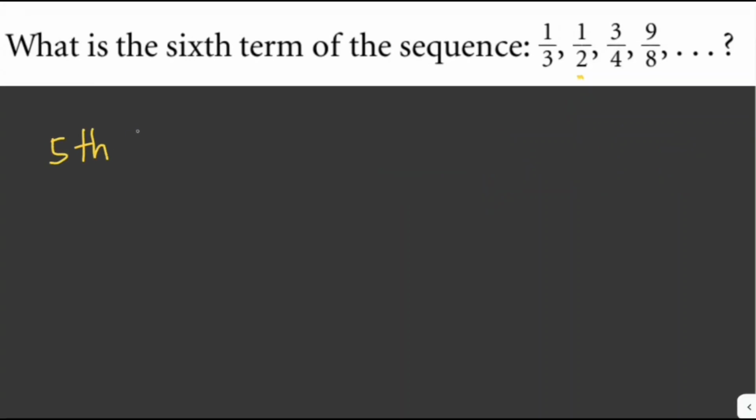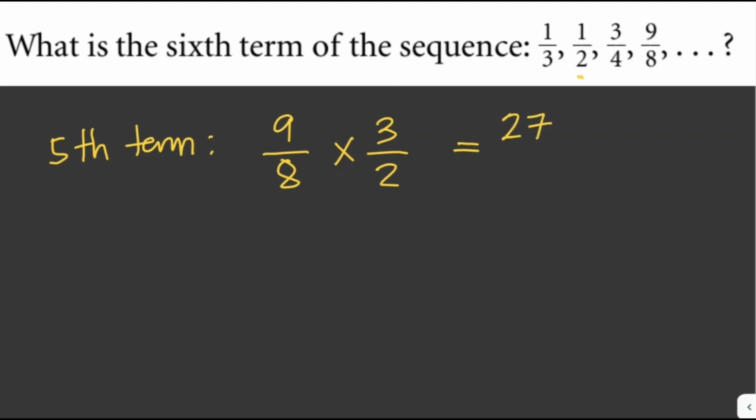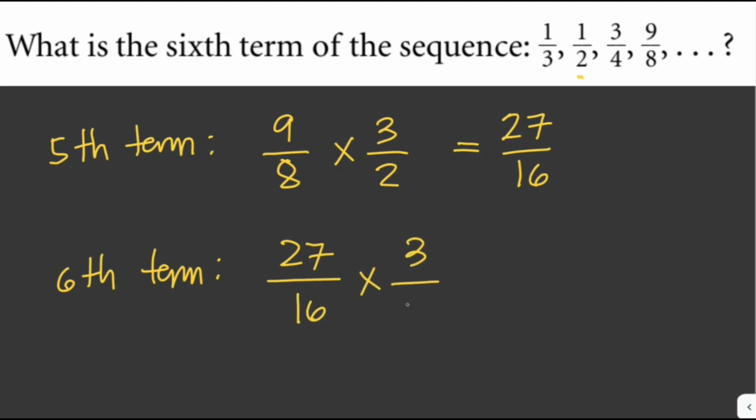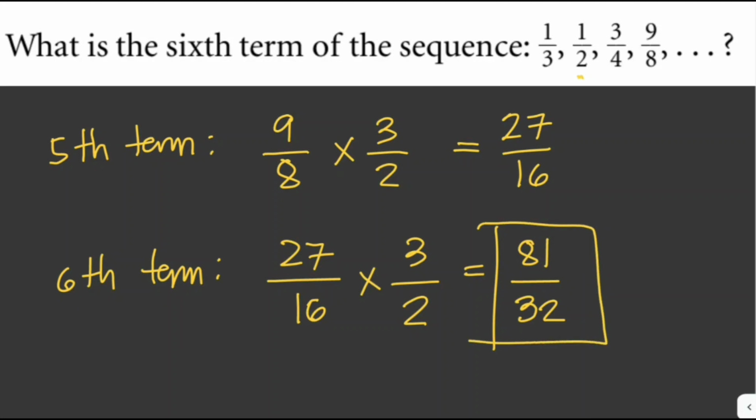The 5th term is just 9/8 times 3/2. So this is just equal to 27/16. Therefore, the 6th term is just 27/16 times 3/2, which is just equal to 81/32. So the 6th term in the sequence here is 81/32.